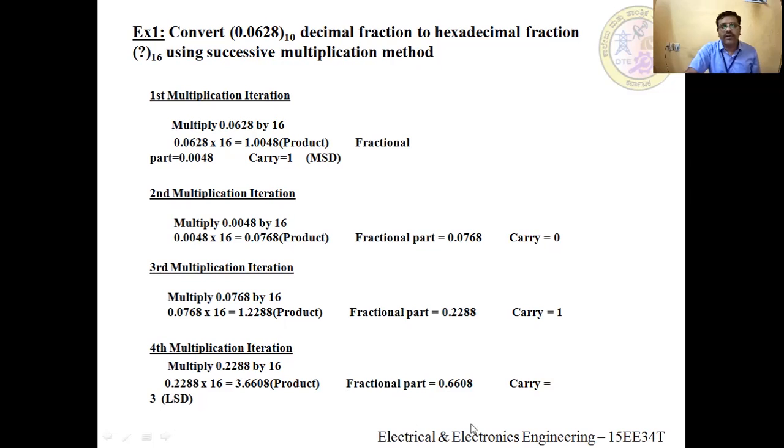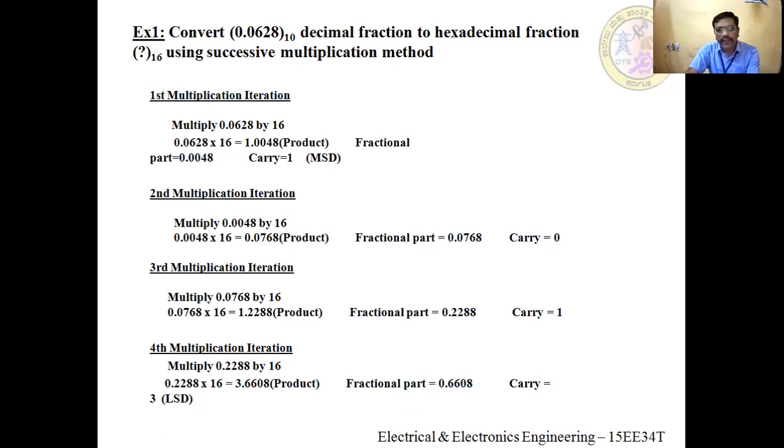So here I will be stopping the multiplication process. Why? Because see here, how many digits are given in the question? 0.0628, that means 4 digits are given. That means 4 multiplication iterations are enough. So after the fractional part we got 4 digits. Therefore I will be stopping the multiplication process here.